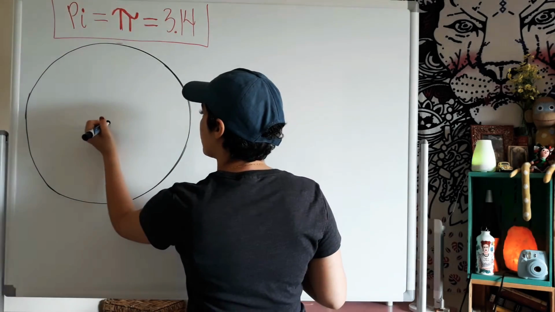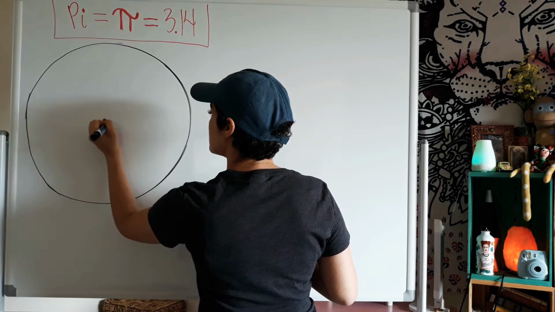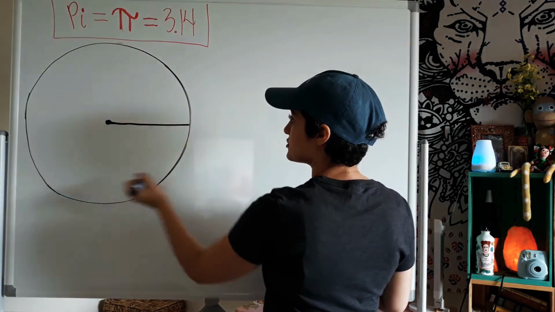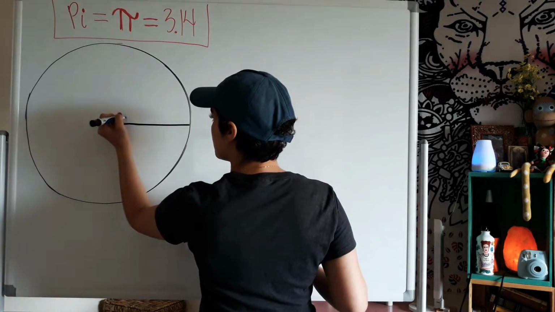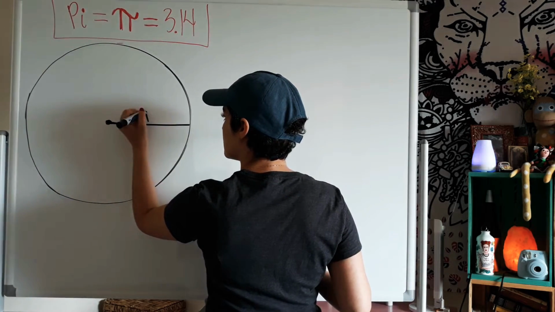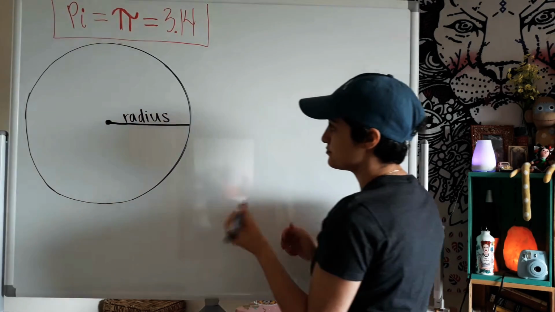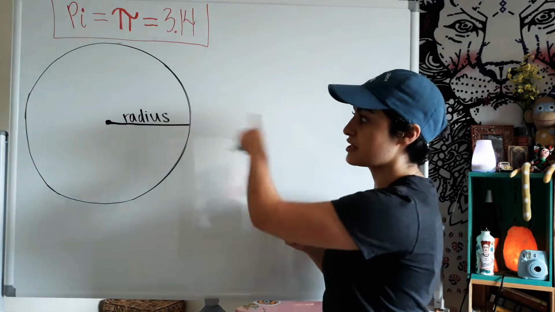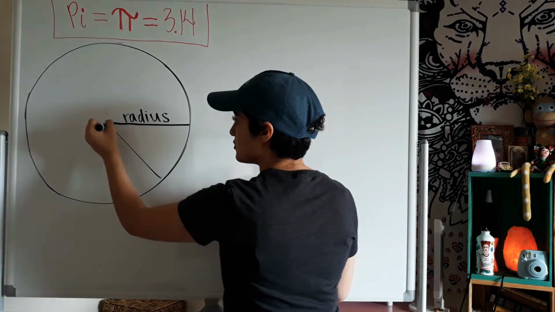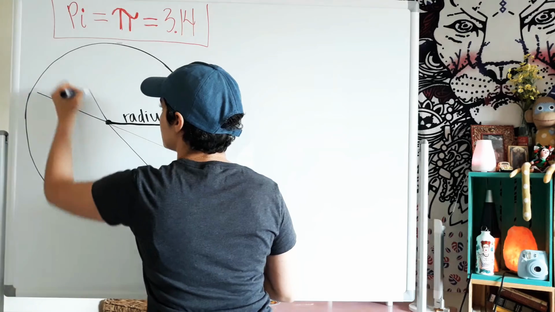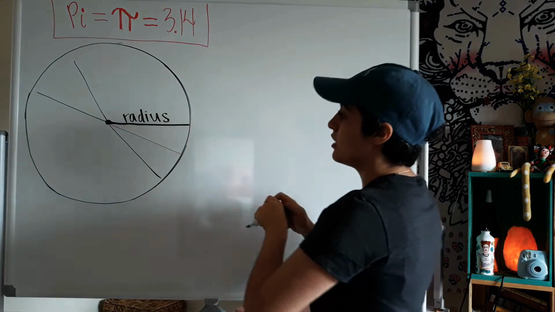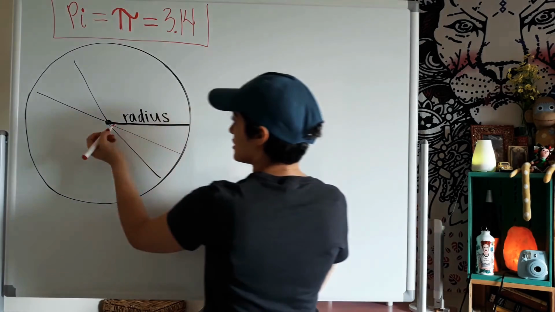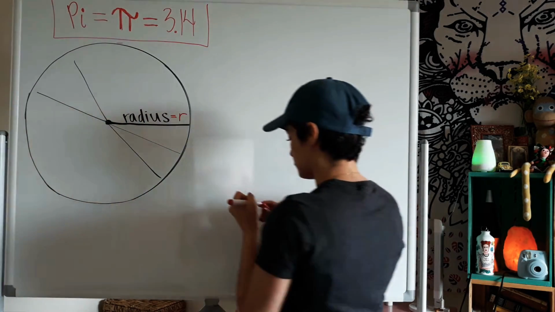So if I draw a line from the center to the edge, any edge on the circle, this is called the radius. So there's an infinite amount of these. It's not just one. That's one, that's one, that's one, so there's a whole bunch. So the radius is r.